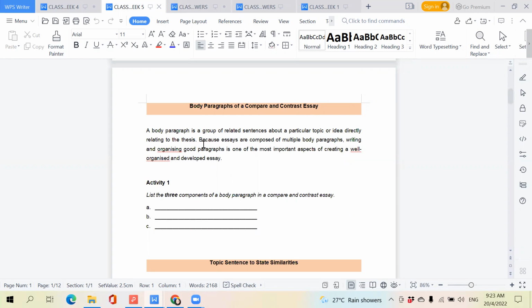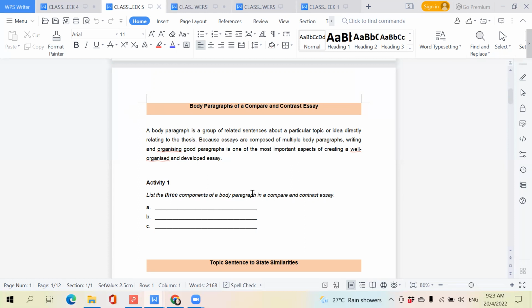Okay, next, because essays are composed of multiple body paragraphs, writing and organizing a good paragraph is one of the most important aspects of creating a well-organized and developed essay. But in your case, you only have to worry about two body paragraphs, one for similarities and another for differences, and then you can go ahead to the concluding paragraph. That's it. So all in all, you are just writing one essay with 4 paragraphs. I hope that doesn't scare you.